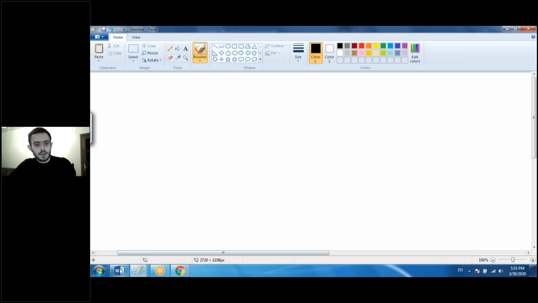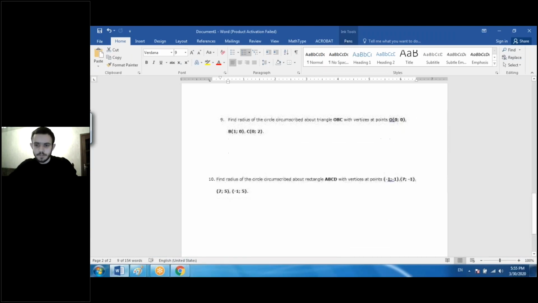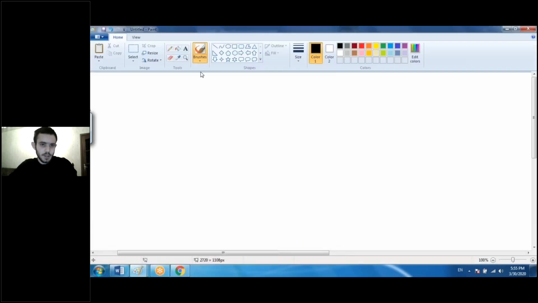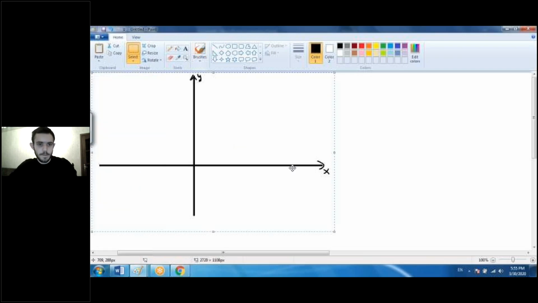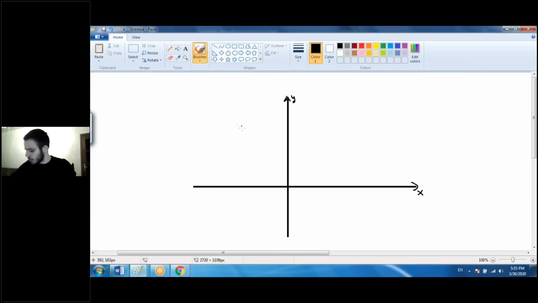So the last example for today, which is very similar to the example number 9, find radius of the circle circumscribed about rectangle ABCD with vertices. Again, the best way is to just draw it. So the first point is minus 1, minus 1. So this point is here. Just symbol here. It is A.